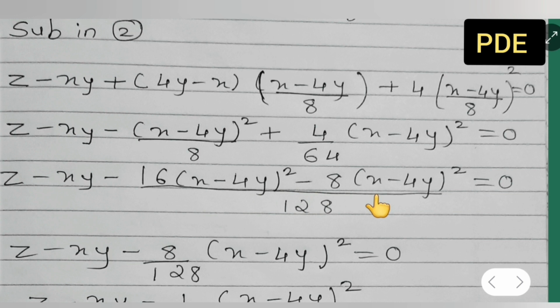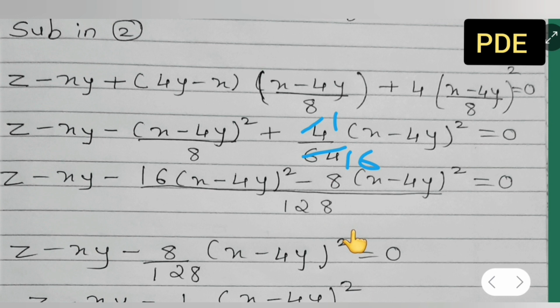So minus 8(x - 4y)² upon 128 is equal to 0. 4 ones are 4, 16s are... Okay, now you all got z minus xy minus 16(x - 4y) the whole square minus this term. This term will go the other side: minus 8(x - 4y) the whole square upon 128 is equal to 0. Multiplied, 8 16s are 128.